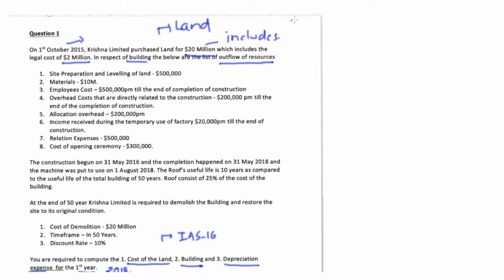So let's start with understanding the costs that are eligible for capitalization in respect of land. We've already mentioned that Krishna Limited spent around $20 million in respect of purchasing the land. So for acquisition, they spent around $18 million, and to get the land registered, the legal cost is around $2 million. Now, what do you think? Do we need to capitalize 20 million or only 18 million?